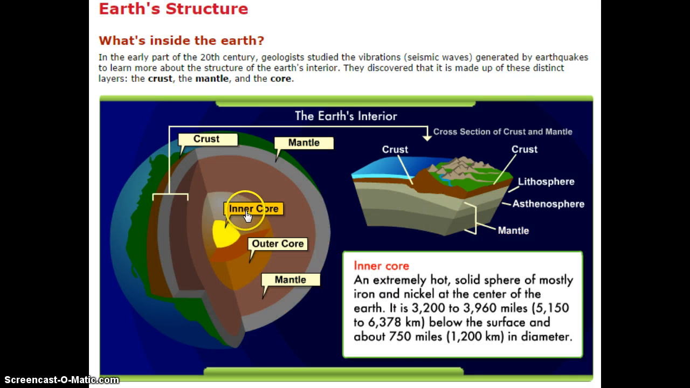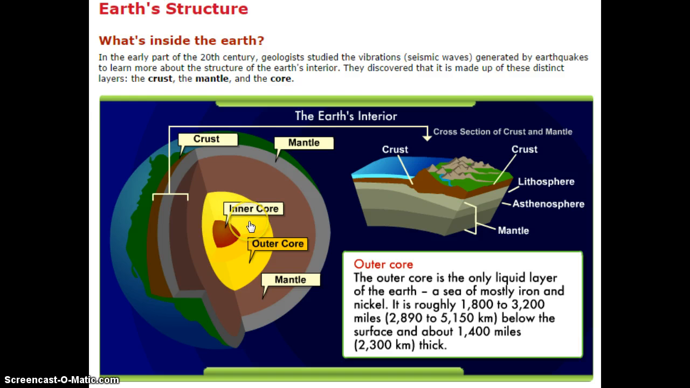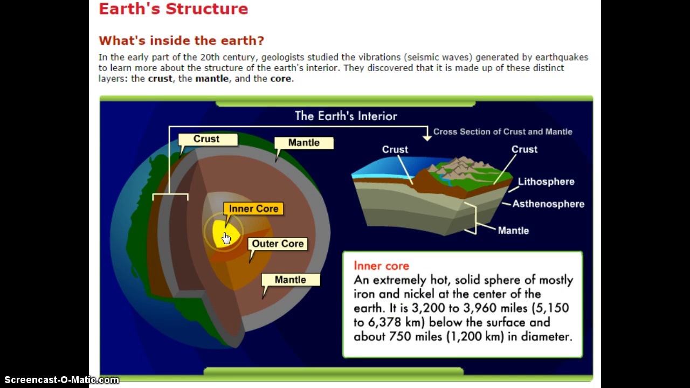Here we have the outer core. The outer core is the only liquid layer of the Earth. This is a sea of mostly iron and some nickel. It's roughly 1,800 to 3,200 miles below the surface, and it's about 1,400 miles thick. Notice that the core has an outer core of liquid rock, and an inner core of an extremely hot solid sphere of mostly iron and nickel. And this is at the center of the Earth.